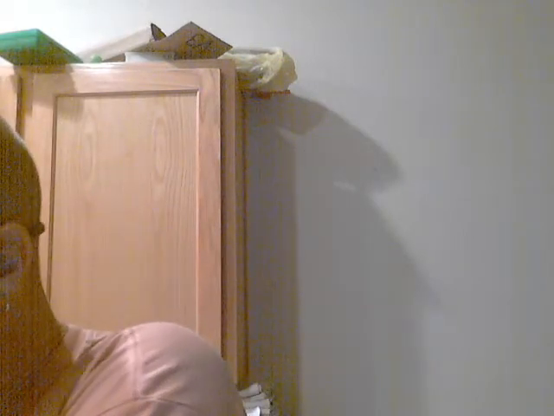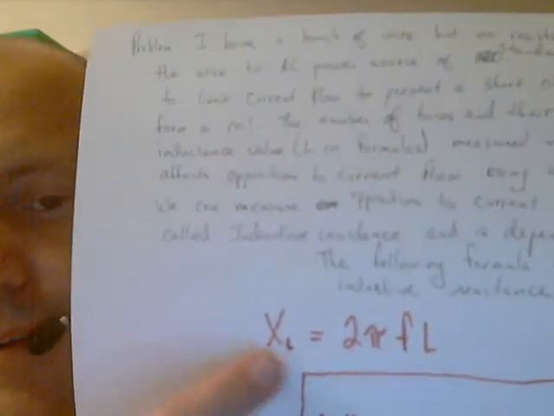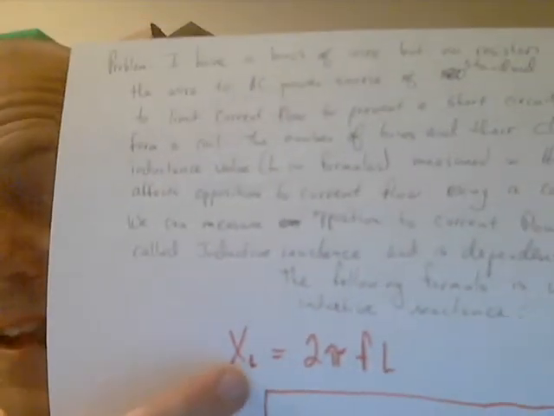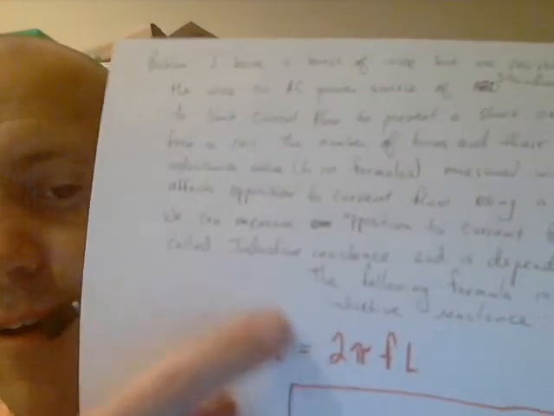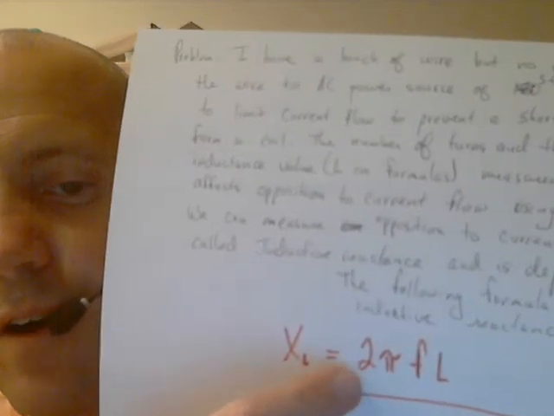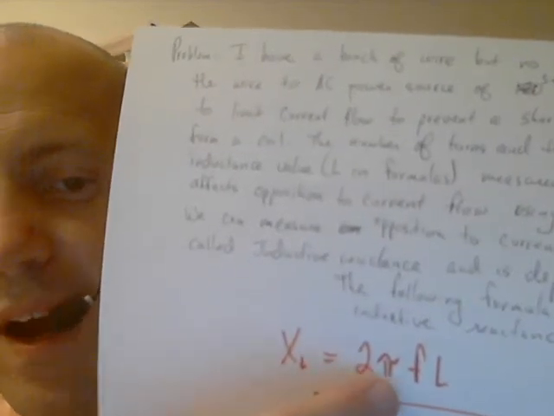We talked about the other thing that affects the ability of a coil to oppose current flow, to limit the current flow in a circuit, and that has to do with frequency. So let's take a look at a formula that expresses this relationship. This formula right here, X sub L, is basically the same thing as resistance in a DC circuit. This represents inductive reactance, and we can find that value, measured in ohms just like with resistance, by using the following formula. We're going to take 2 times pi.